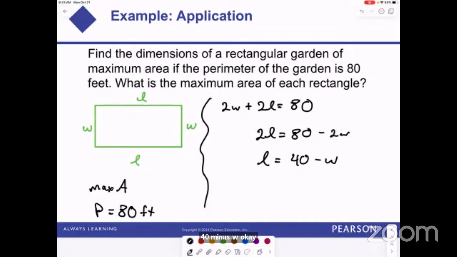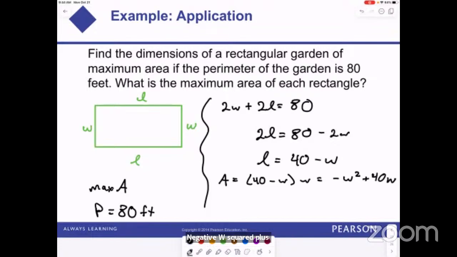So then let's see if we can get an expression for the area. Area is length times width, so that's going to be the 40 minus W times W. That's the length times the width, okay? And then if we distribute, we're going to have negative W squared plus 40W.